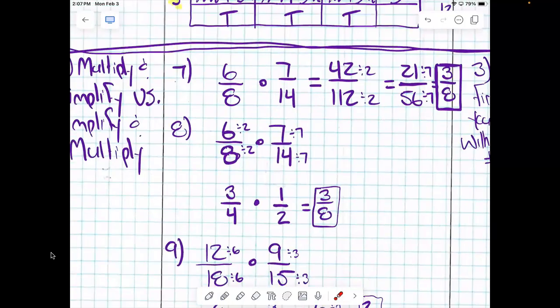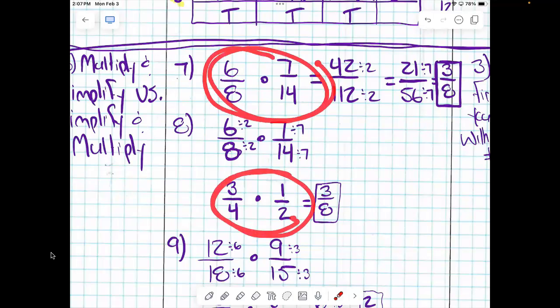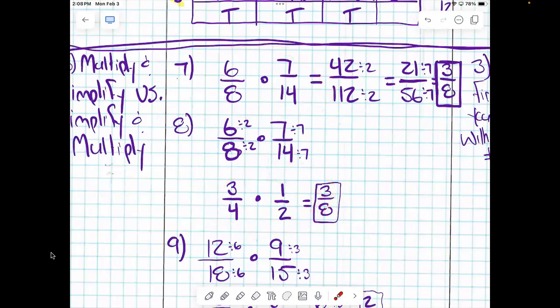Yes. Or we could reduce 6/8 to what? Does 7/14 reduce? Yes. It has a common factor of what? 7. What do you like better, multiplying these two numbers or multiplying those two numbers? The top one or the bottom one? Bottom. So if we simplify first and then multiply, is it going to make our problem a little bit easier? Yes. We good?